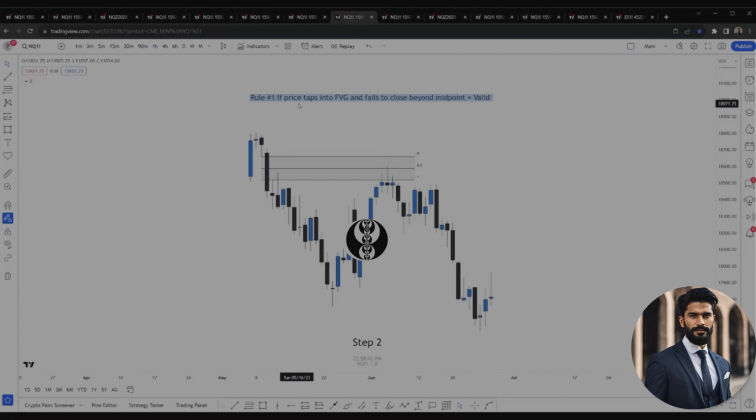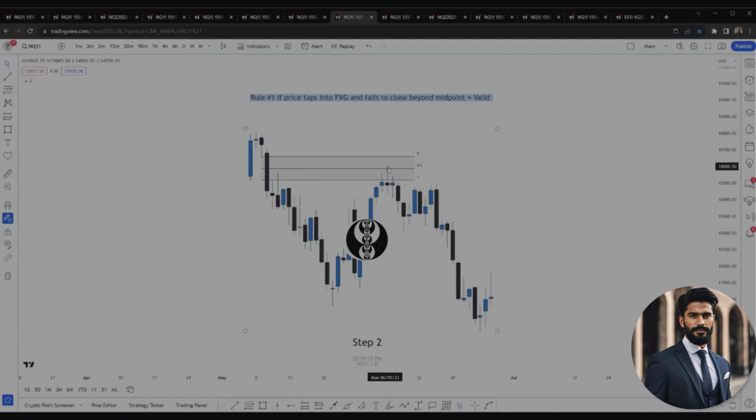Rule number 1 is that if price taps into the fair value gap and fails to close beyond the midpoint, then it is valid, right? So we see right here, the price taps up into it. It does not matter how far the wick goes. The wick could go even out of the fair value gap. As long as the candle body is not closing beyond this line, the fair value gap is valid. Now in step 3, after we go over these next couple rules, I'm going to show you exactly how we're going to use this in a mechanical strategy to get an 80% success rate on daily bias.